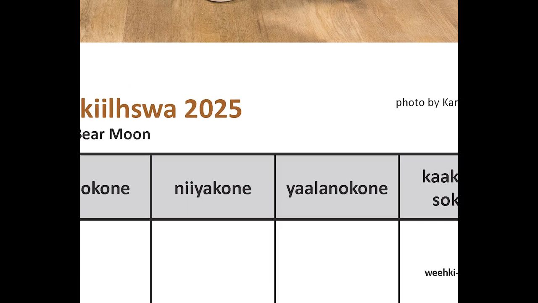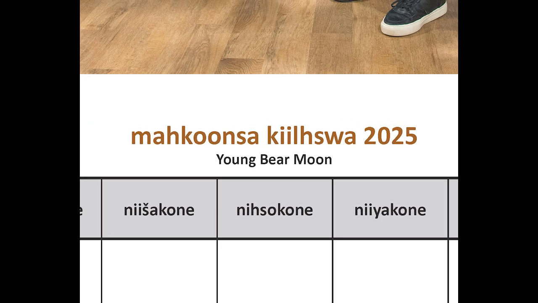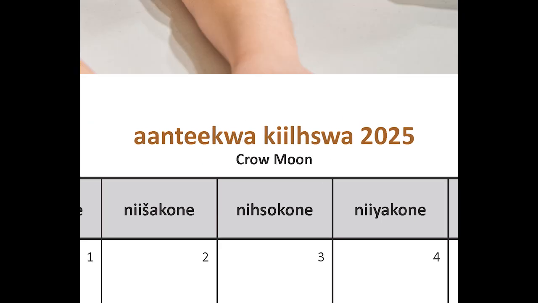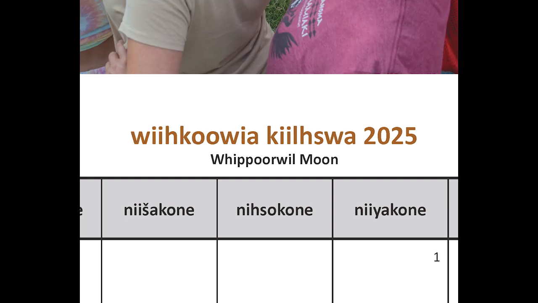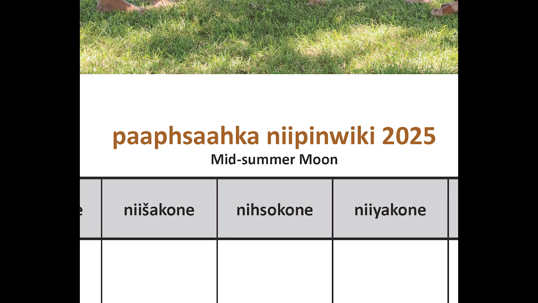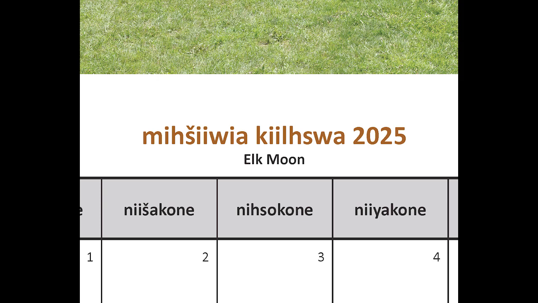Now we'll go through each month name, starting with the first one. Mahkunza Kiilhswa is the young bear moon. Ciinkwia Kiilhswa is the crow moon. Ciinkwia Kiilhswa is the sandhill crane moon. Ciinkwia Kiilhswa is the whippoorwill moon. Kiilhswaakani Myaamia is the midsummer moon. Ciinkwia Kiilhswa is green corn moon. Ciinkwia Kiilhswa is elk moon.